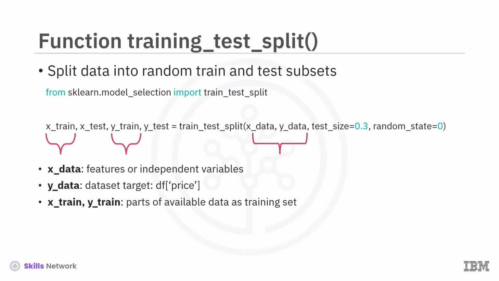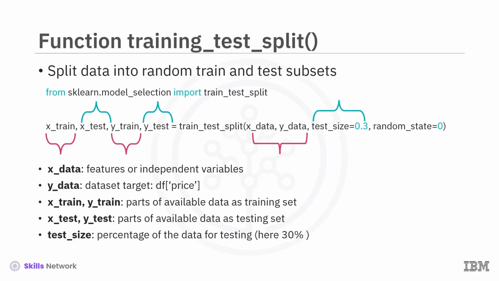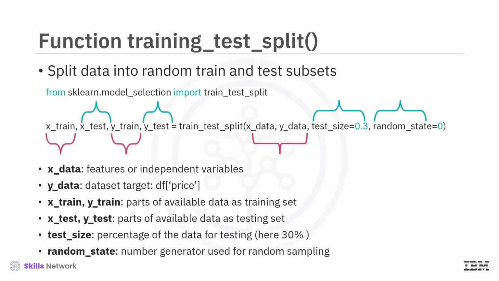The output is an array: x_train and y_train, the subsets for training, x_test and y_test, the subsets for testing. In this case, the test size is a percentage of the data for the testing set. Here it is 30%. The random state is a random seed for random data set splitting.